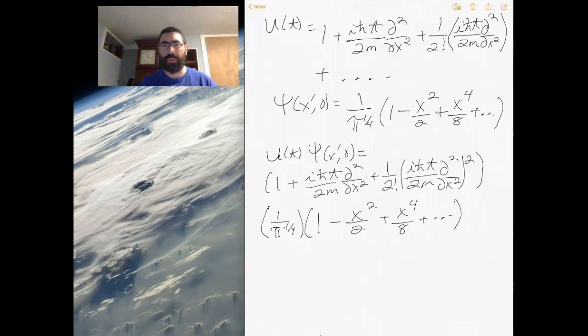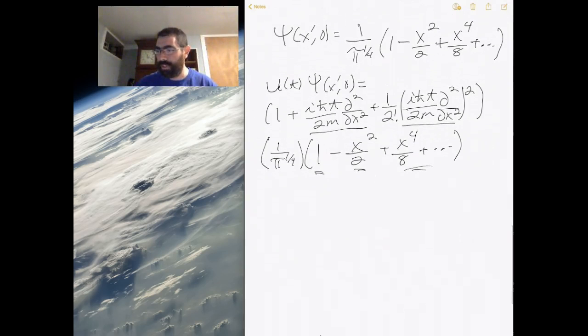So you can truncate it at the third or fourth order term. So basically now we're just going to multiply terms. So you would take the 1 times the terms in the wave function, and then you would take the derivative and apply it to the terms in the wave function. Take the next term, which would be the derivative to the 4th power, and then apply it to all of them. Group together all of the terms, and then you would arrive at your final time evolved wave function.